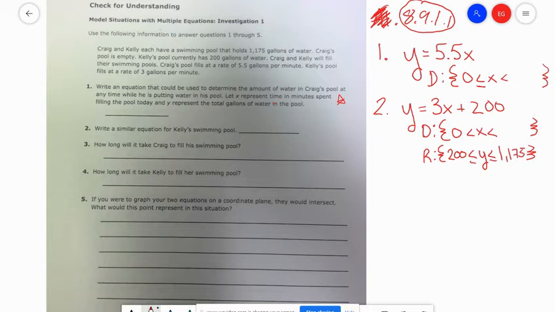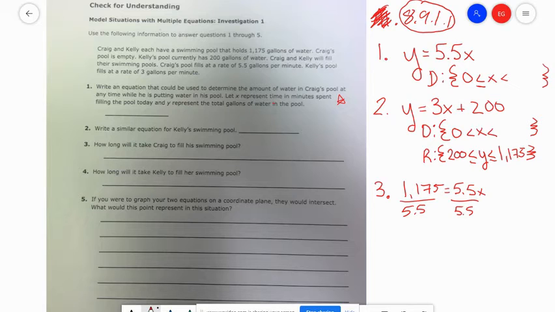So how long will it take Craig to fill his pool? Let's go ahead and solve that. Our y is to fill the pool. So our value for filling the pool is 1,175 equal to 5.5x. Now to get x by itself, since this is multiplication, I'm going to divide both sides by 5.5. And I would have, well, let's go ahead and use my calculator.